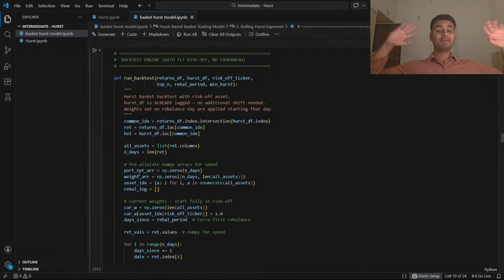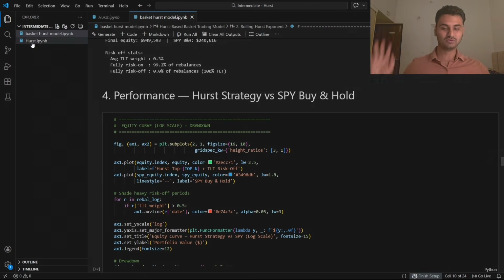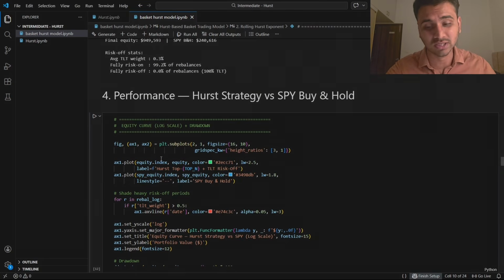And now the best part is the performance. This is a completely unoptimized Hurst strategy versus S&P 500 buy and hold. And all of you believers who believe in the efficient market hypothesis, I'm going to prove you wrong, as well as those fake gurus, trading gurus that you follow that claim extraordinary returns. They can't even beat buy and hold, I can bet you that. So the performance is the following.